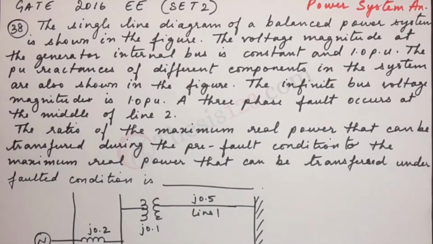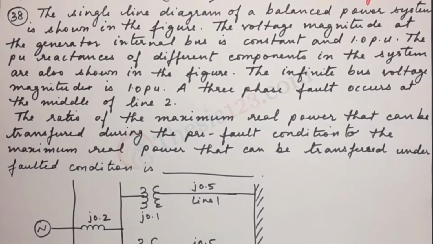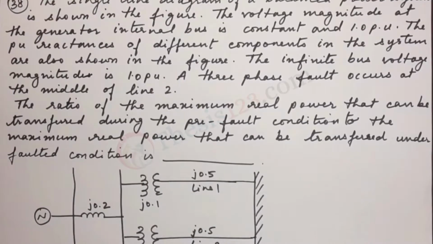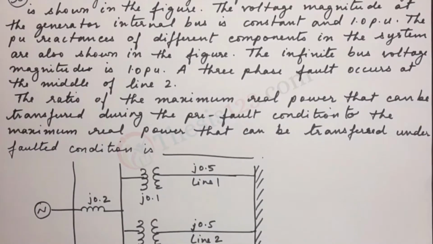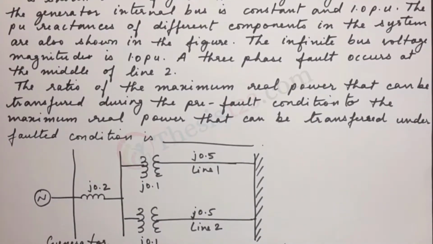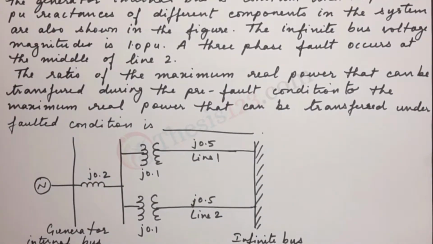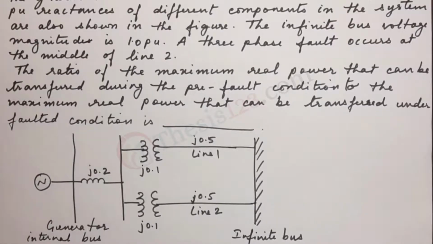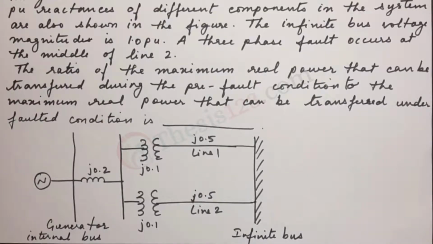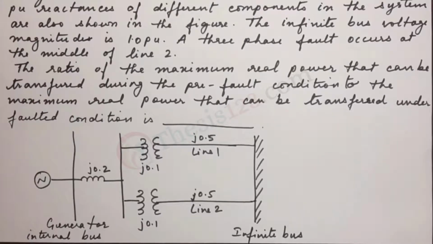Here's the next question, number 38. The single line diagram of a balanced power system is shown in the figure. The voltage magnitude at the generator internal bus is constant and 1 pu. The pu reactances of different components in the system are also shown in the figure. The infinite bus voltage magnitude is 1 pu. A three-phase fault occurs at the middle of line 2. The ratio of the maximum real power that can be transferred during the pre-fault condition to the maximum real power that can be transferred under fault condition is dash.